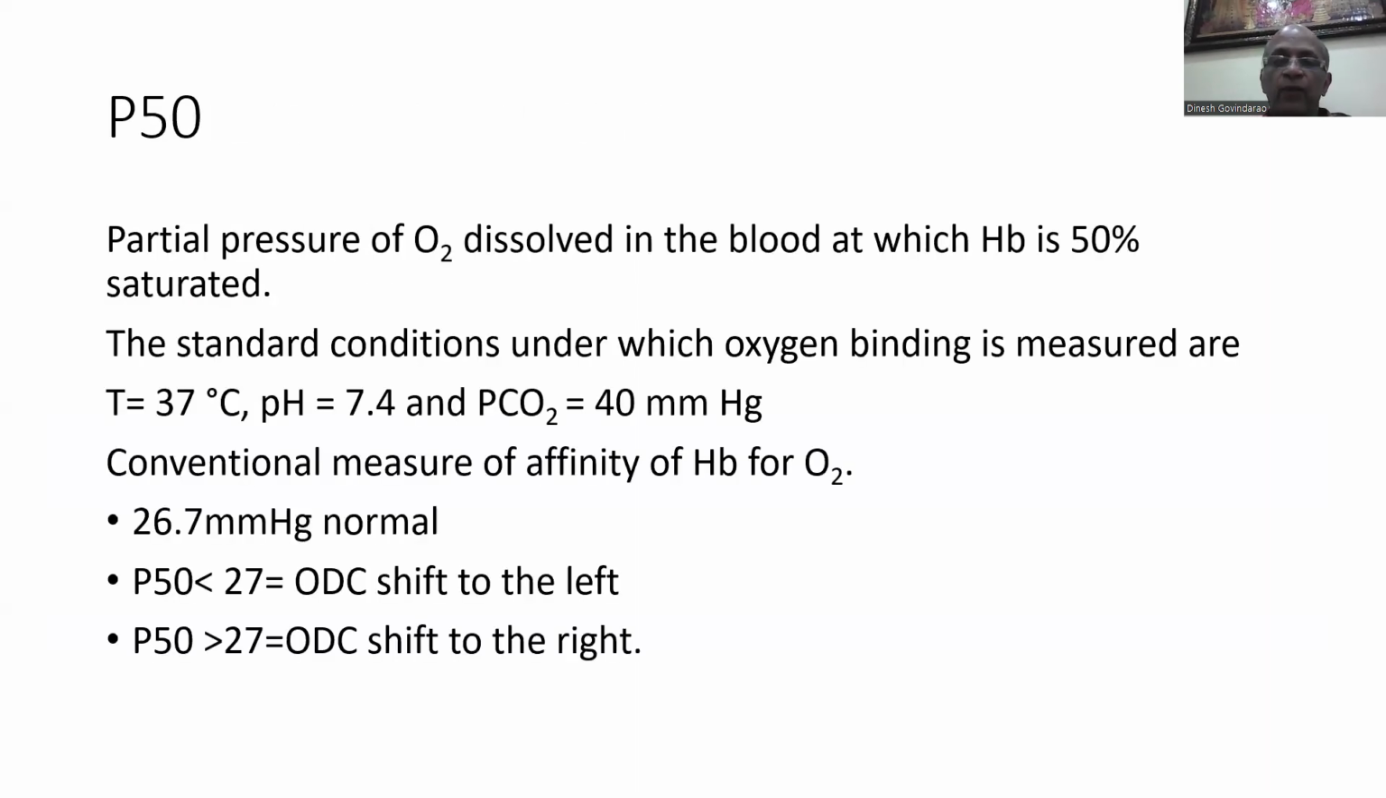Another important point in the ODC is the partial pressure of oxygen dissolved in the blood at which hemoglobin is 50% saturated. This is called P50. It is measured at a temperature of 37 degrees centigrade, pH of 7.4, and a carbon dioxide partial pressure of 40 millimeters of mercury. This is a conventional measure of the affinity of hemoglobin for oxygen. The normal P50 for adult hemoglobin is 26.7 millimeters of mercury. Anything less than 27, the ODC is said to be shifted to the left. Anything more than 27, ODC is said to be shifted to the right.